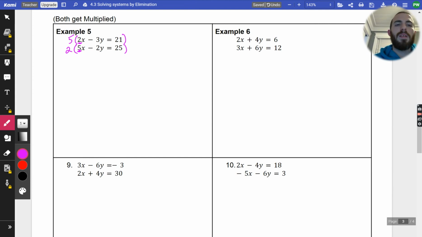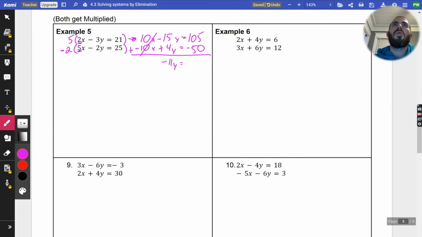So here's what I mean, right? If we multiply the top by 5, we're going to get 10x minus 15y equals 105. Now with the bottom, we're going to multiply it by -2. That's going to get us a -10. This trick is going to work every time. So we do -10x. Now the two negatives make it positive 4y. This is going to be -50. Now we add them. They cancel out. -11y. And then 105 minus 50 gets us 55.